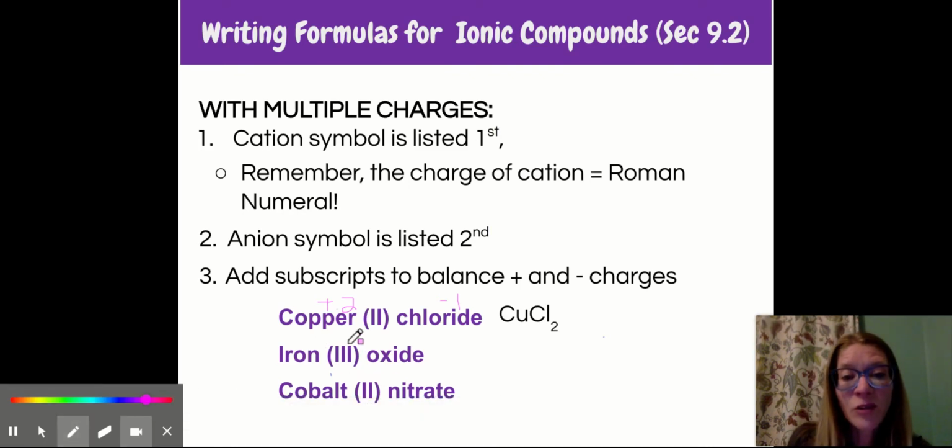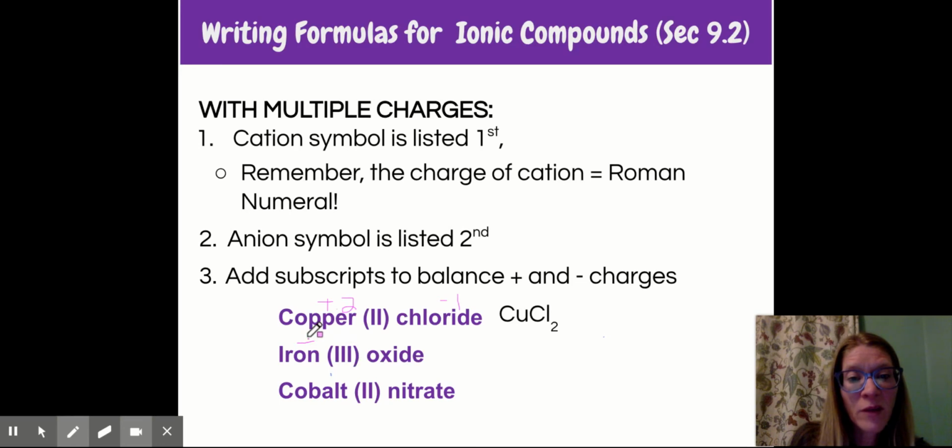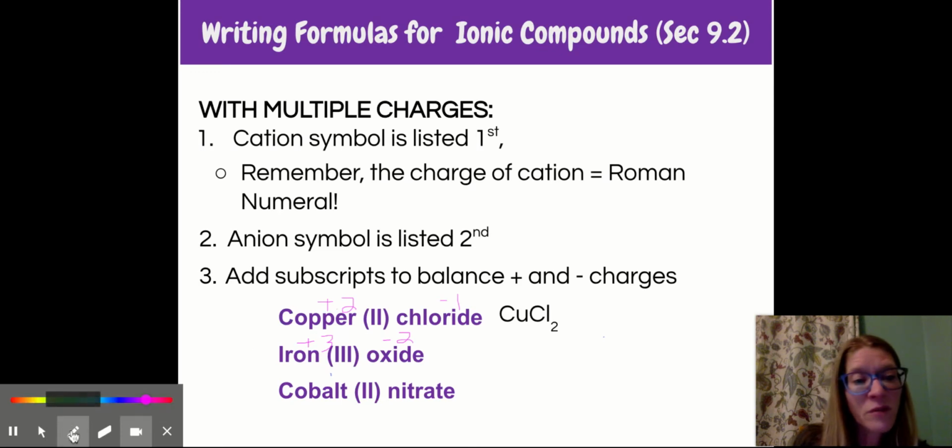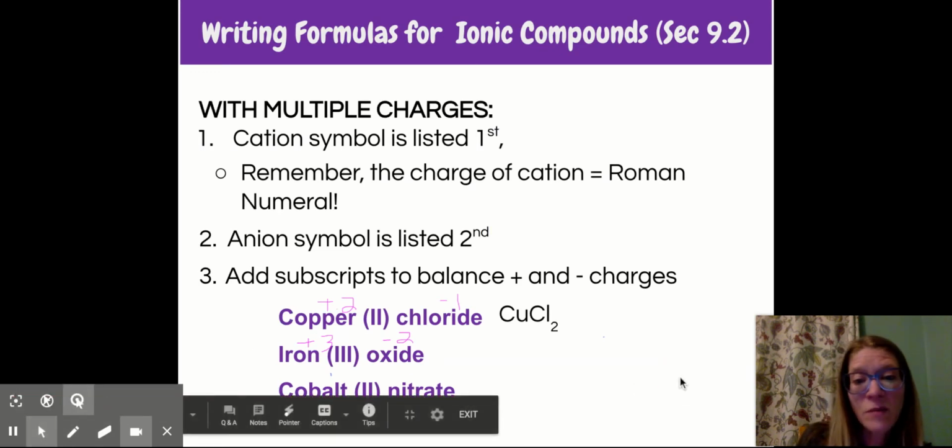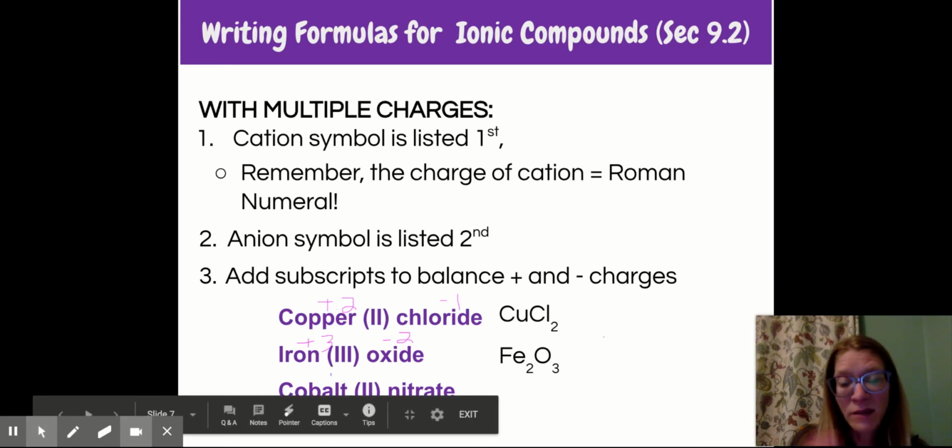Iron 3 oxide, that 3 as a Roman numeral means that iron is +3. Oxide would be -2. So again, 3 and 2 both multiply into 6. So in order for us to get a total of 6, we would need 2 iron atoms and 3 oxide ions.